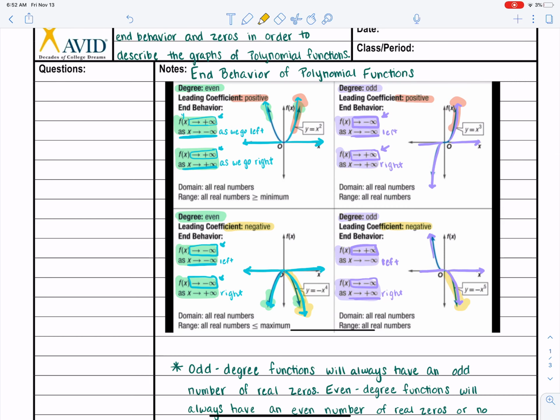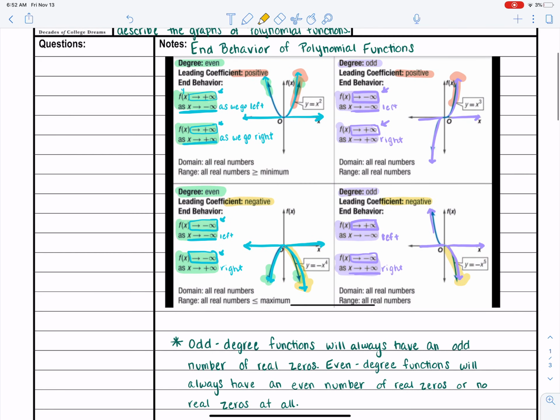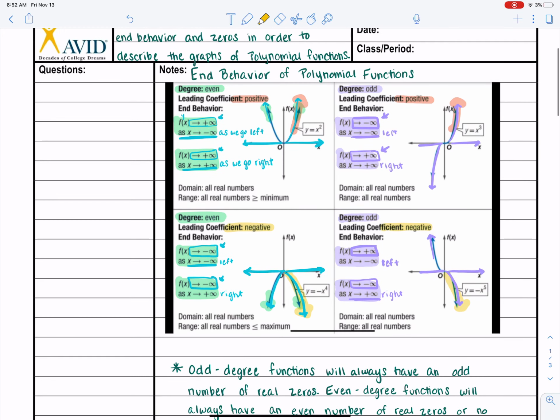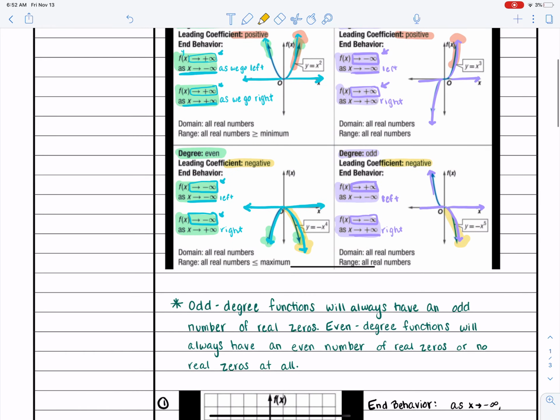Okay, let's look at a couple. One more thing. The only other thing we're going to look at is the zeros of your graphs. Remember, the zeros are the x-intercepts. Look at this note here. If you have an odd degree function, they will always have an odd number of real zeros. Even degree functions will always have an even number of real zeros or no real zeros at all, okay?